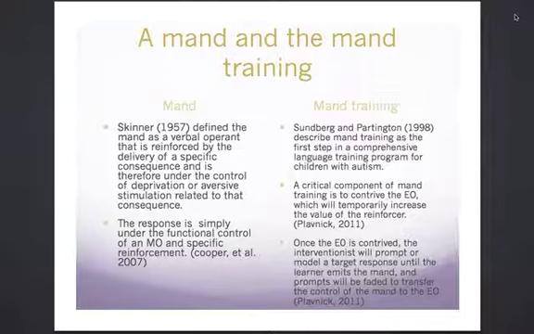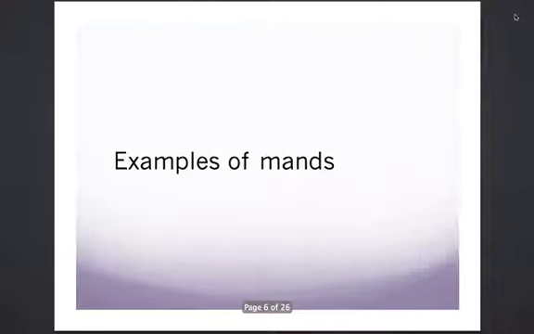But how do you train using mands? Sundberg and Partington describe mand training as the first step in a comprehensive language training program for children with autism. And then in the article, Plavnick says a critical component of mand training is to contrive the EO, which is going to increase the value of the reinforcer. And once it is, the interventionist is going to model a target prompt and/or model a target response until the learner emits the mand, and then you fade it away. So that is pretty much what they are doing in this research study that I will talk about in a minute.